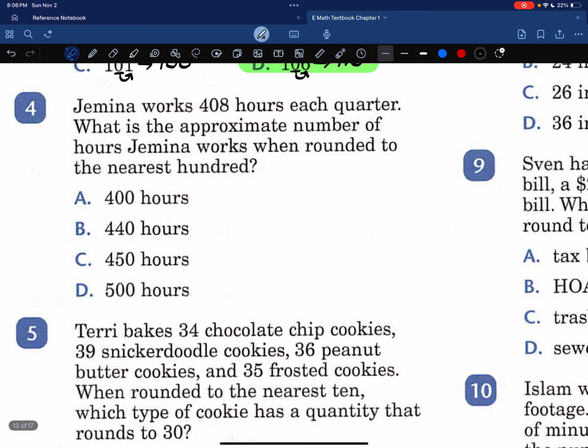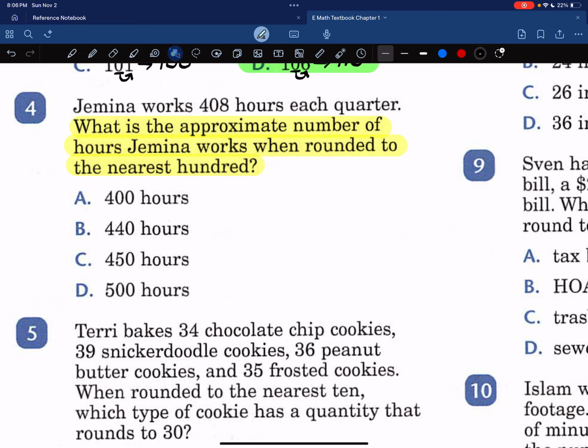Number 4. Gemina works 408 hours each quarter. What is the approximate number of hours Gemina works when rounded to the nearest hundred? And that may be pronounced Jimena if it's a Hispanic name. I haven't seen that name before, so if I'm saying it wrong, I apologize. All right, so the question is, what is the approximate number of hours Jimena works when rounded to the nearest hundred?